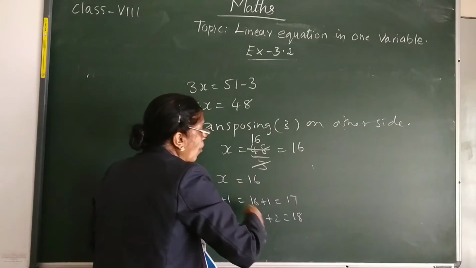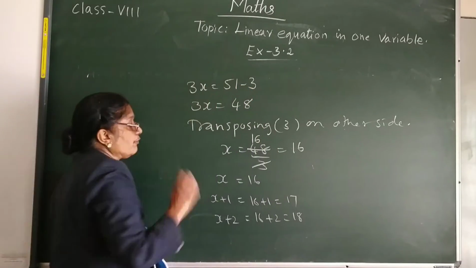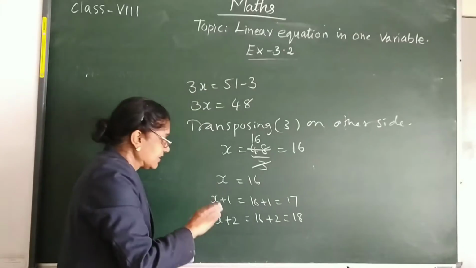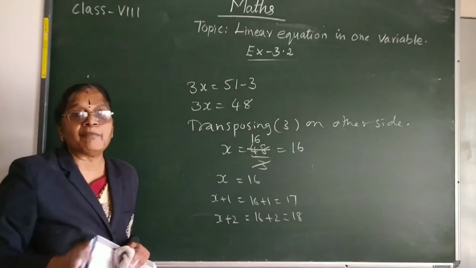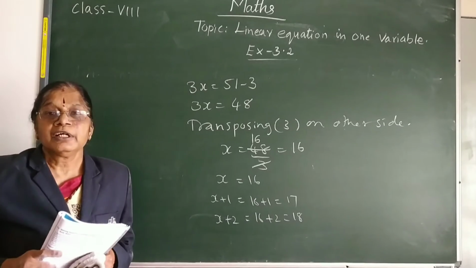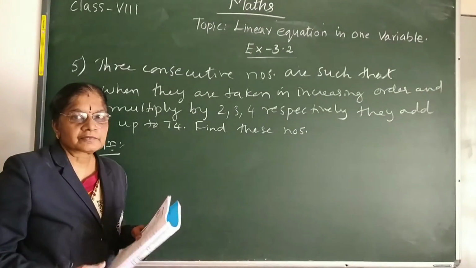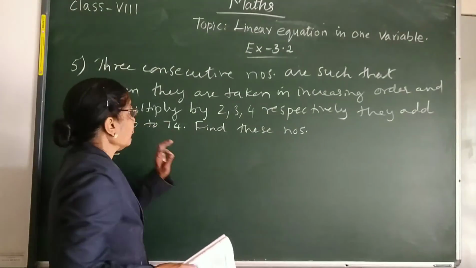If you add all these three, it will come up to 51. So they are the consecutive numbers 16, 17, 18. This is how you have to find the 3 consecutive numbers. Let us go to the next sum. What does the next sum say?